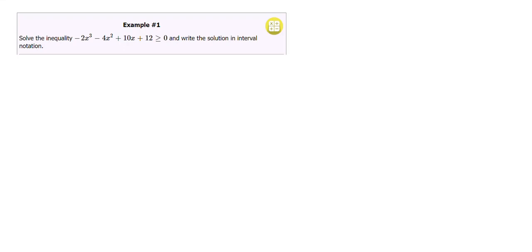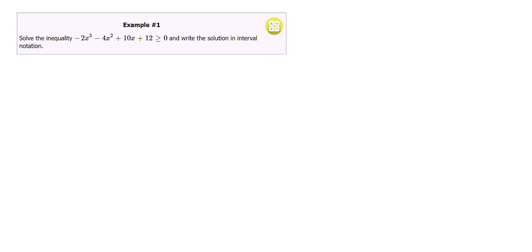In this example, we're going to solve this inequality, and then we're going to write our solution in interval notation. Now, if you haven't taken Math 30-1, some of this example might be kind of new to you. So follow along the best you can, or at the bottom of this lesson, you'll see that we also have a review on factoring a cubic.